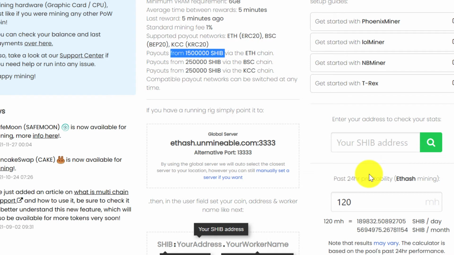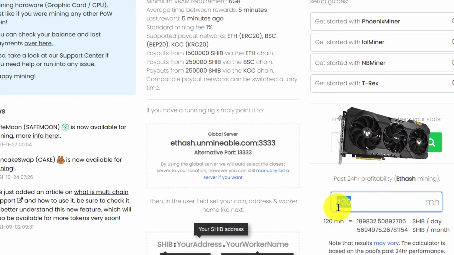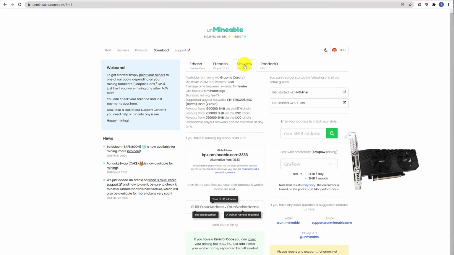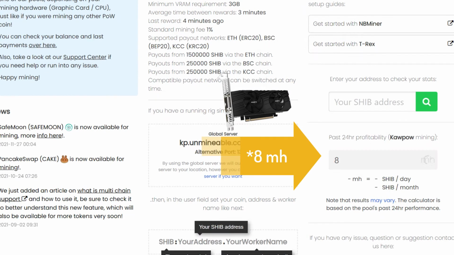With this particular mining of SHIB, I had two graphics cards mining it. I had my RTX 3090, which was mining 120 megahash. And I had an old GTX 1650 on my desktop computer, and I decided to mine Raven Coin on it because it gave me a better rate. With Raven Coin on my GTX 1650, I was getting roughly 5 megahash, which was giving me about 16,000 Shiba Inu tokens per day.